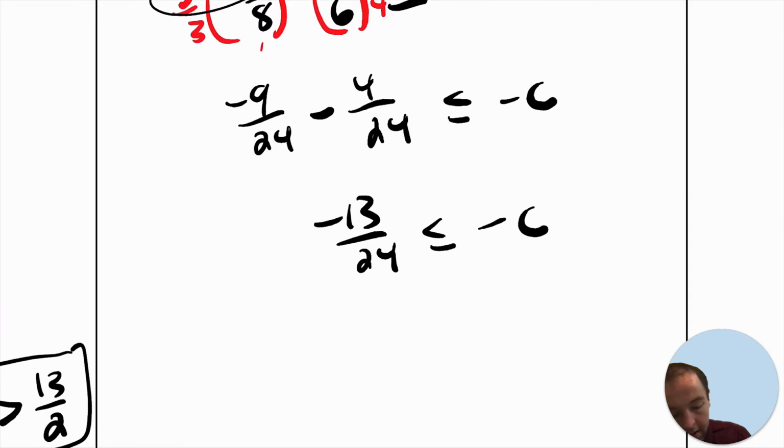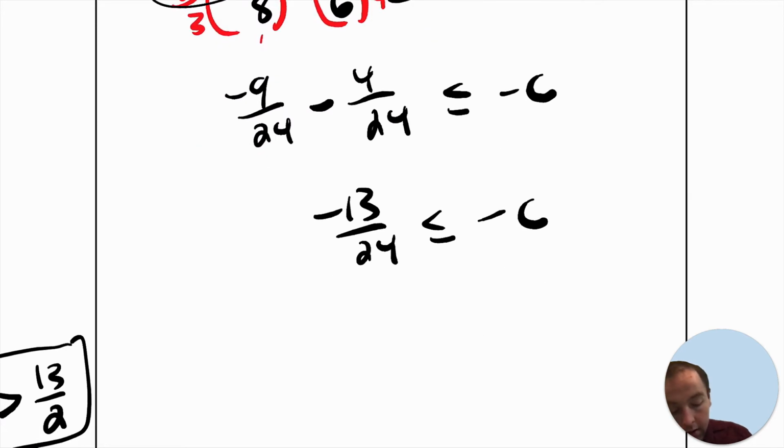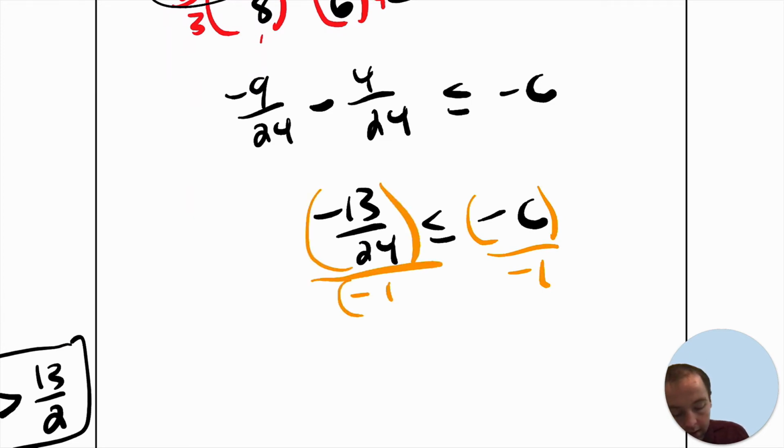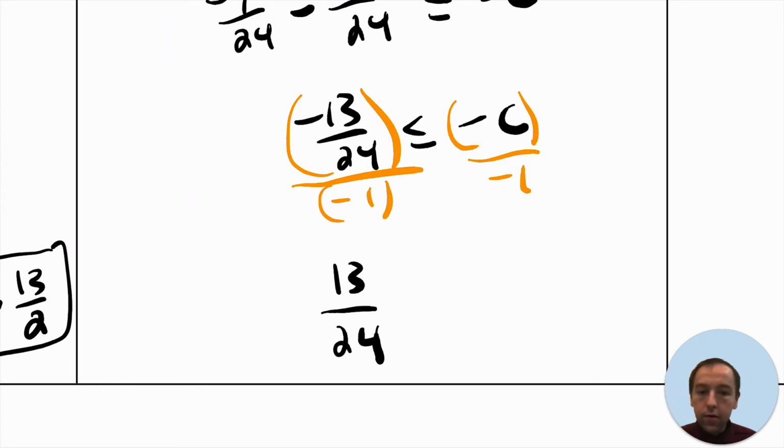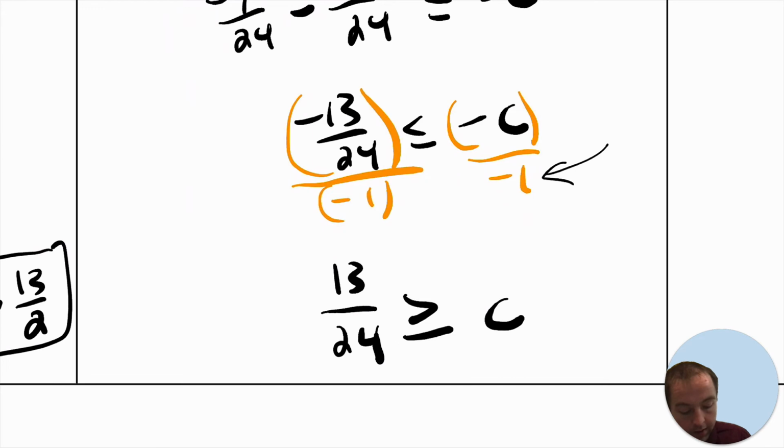Great. To get rid of the negative, or to undo the multiplying by -1, you can either multiply this side by -1 or divide by -1. Either way works just fine. If we divide by -1, then you're going to get a negative divided by a negative, which is positive. It's just 1, so it's just 13/24. Because we are dividing by a negative, this inequality symbol is going to have to change direction. It's going to become greater than or equal to a positive c.